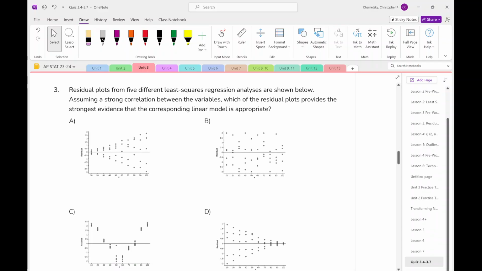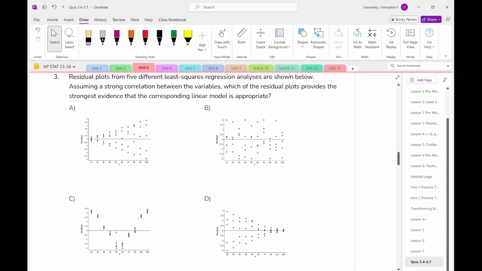Question 3. Residual plots from 5 different least squared regression analyses are shown below. Assuming a strong correlation between the variables, which residual plots provide the strongest evidence that a linear model is appropriate? So when we're looking at residual plots, the biggest thing we want to see is no pattern. Total randomness. Points above, points below, points above, points below. No curves or Christmas trees or fire hoses or anything like that.